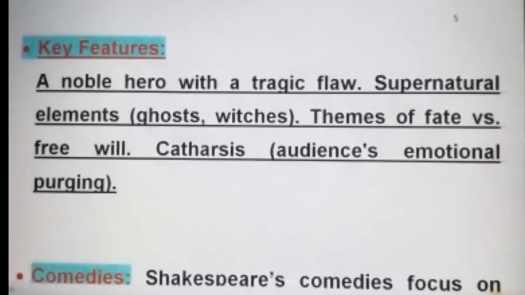Key features include a noble hero with a tragic flaw, supernatural elements like ghosts, witches, etc., themes of fate versus free will, and catharsis, that is, the audience's emotional purging.